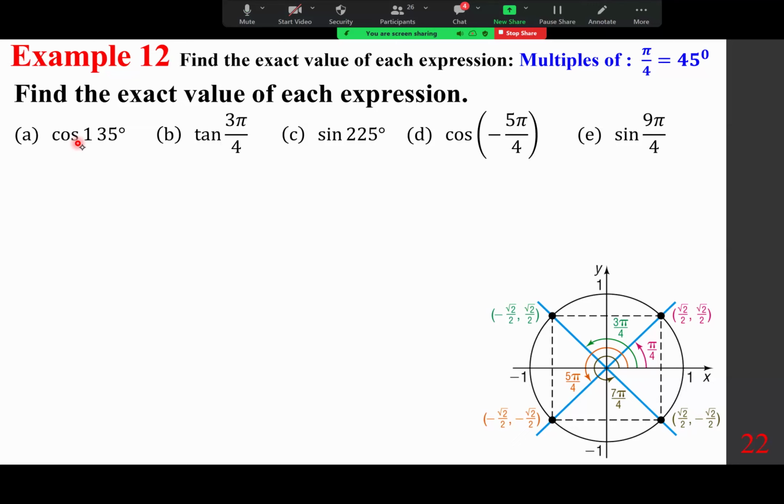Well, if you go with that, 135 degrees, that means 90 plus 45 degrees. That means the second quadrant. That means this location. Okay. 135 degrees or 3 pi over 4. So this is the pair. Cosine is the x coordinate. Minus square root of 2 over 2.